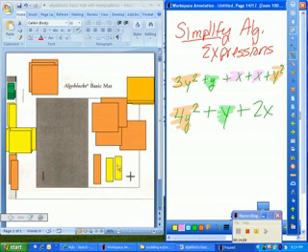Then I have x plus x. Well, you put those two x's together and you end up with 2 sets of x. So 1x plus 1x actually just gives you 2 sets of x.